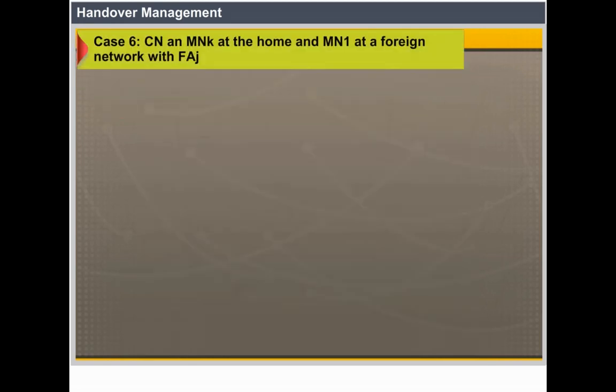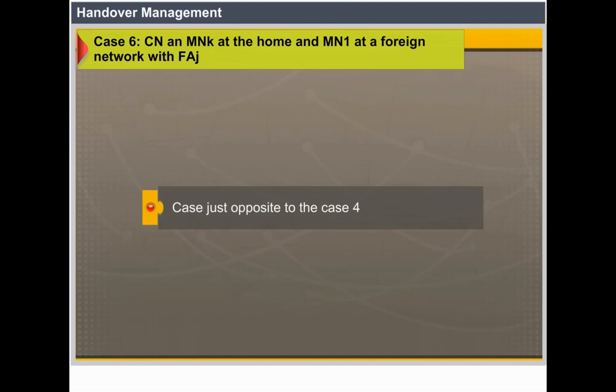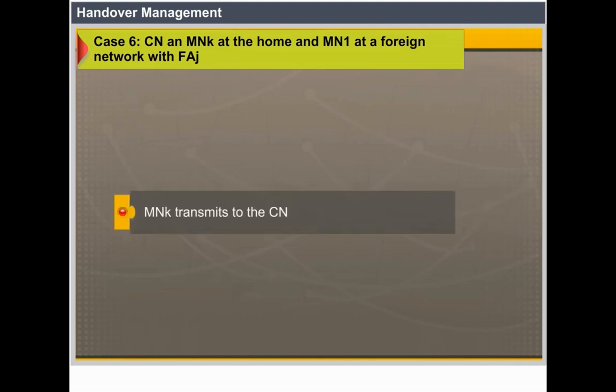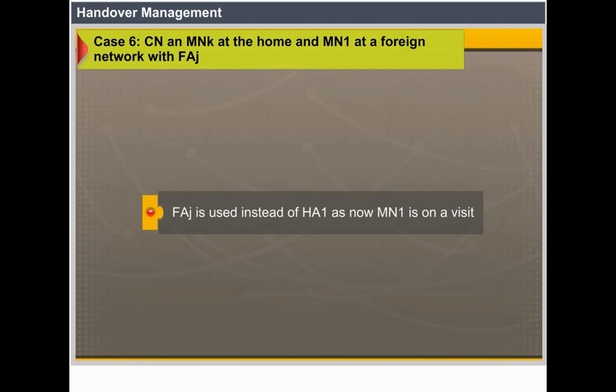Case 6. CN and MNK at the home and MNI at a foreign network with FAJ. Case just opposite to case 4. MNK transmits to the CN. FAJ delivers the packet to MNI. FAJ is used instead of HAI as now MNI is on a visit. FAJ transfers the message to HAI.